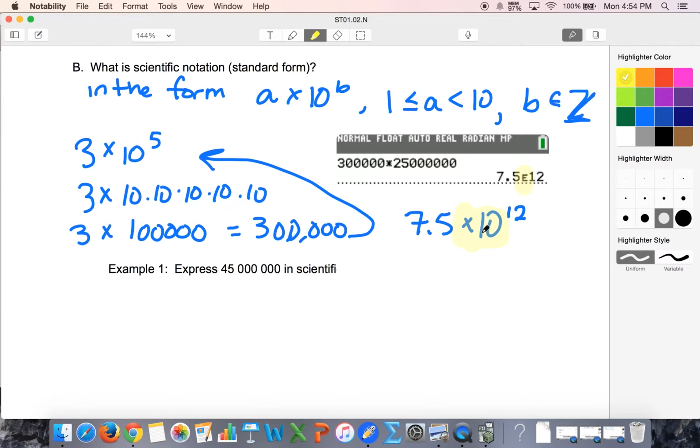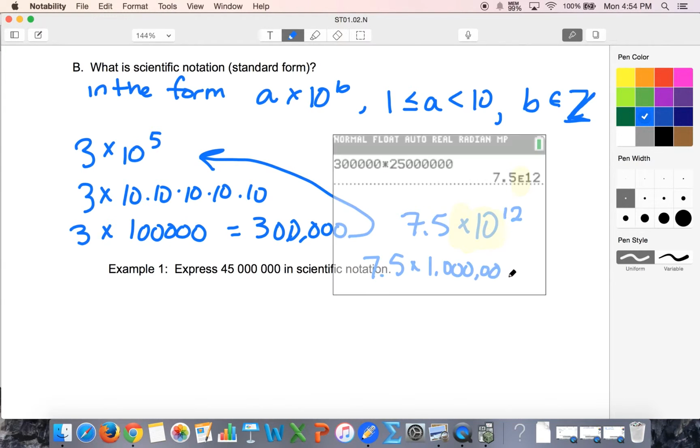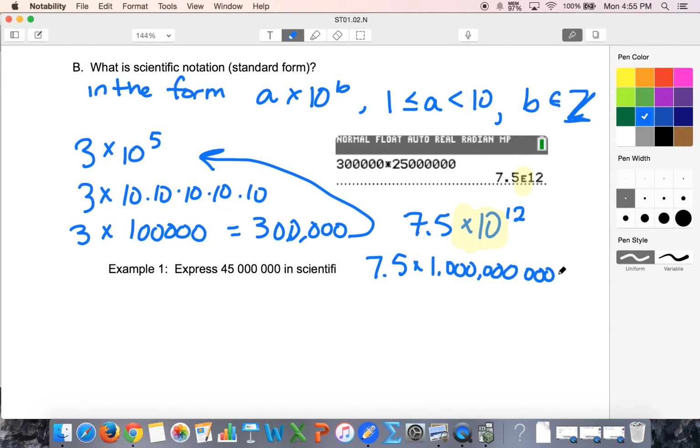That means the 0.5 is going to take away one of those 12 zeros. And what we're really going to end up with is 7.5 times 1, and then counting the zeros: 1, 2, 3, 4, 5, 6, 7, 8, 9, 10, 11, 12. When I multiply that out, I'm going to end up with 11 zeros. So I lost that one decimal place with one of these zeros.